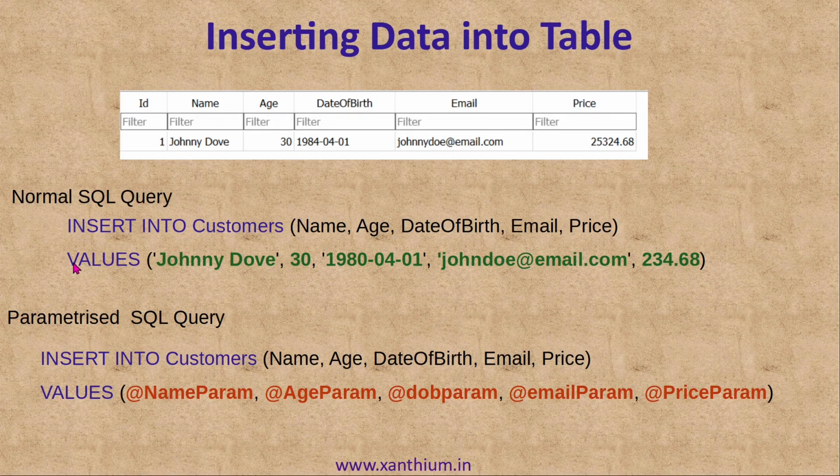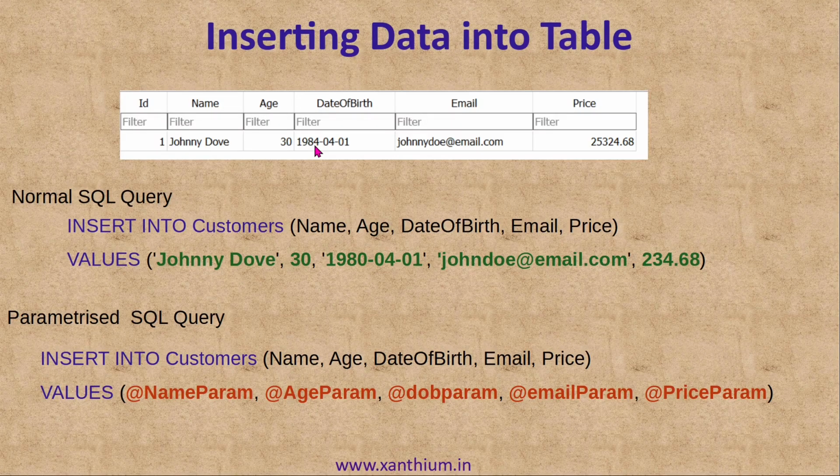Then we will insert the values. For name, we will be using Johnny Doe. Age will be 30. And the date of birth will be this one, followed by the email, and then price. Here the strings are using quotes. For example, Johnny Doe is in quotes. And the date is also in quotes because we are using that as a string. And for age, which is an integer number, we are not using a quote. Same here for the price also. This is how a normal SQL query will look.